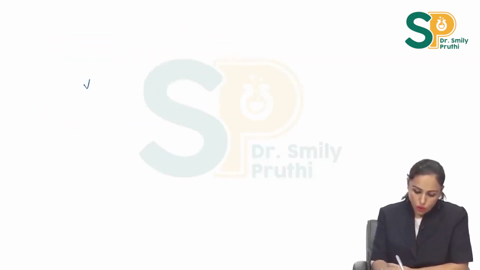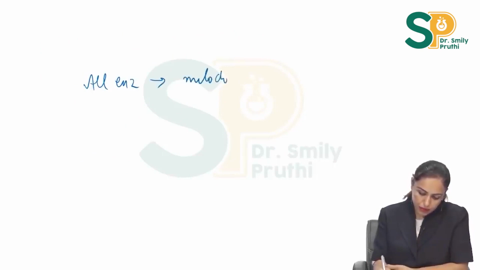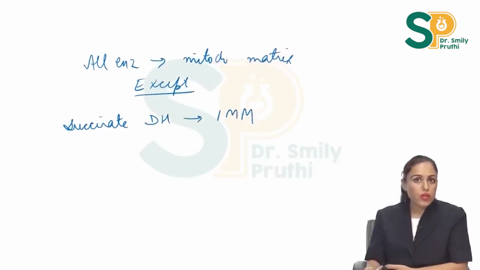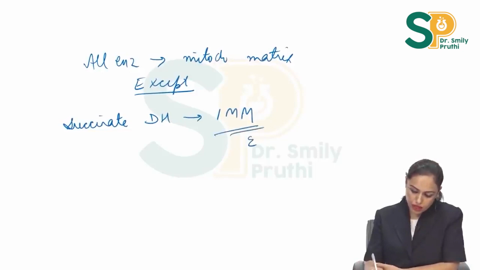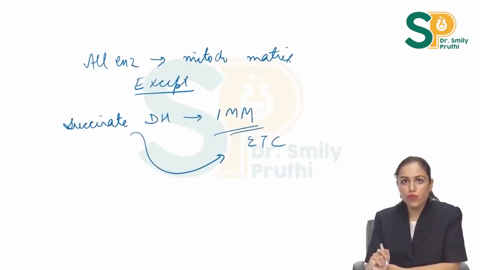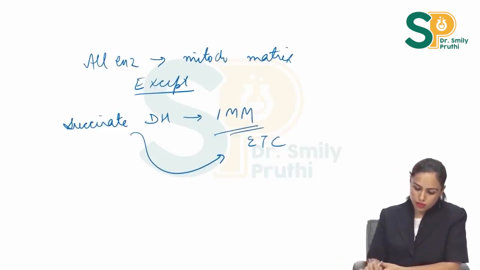Then note down, all the enzymes of TCA cycle are lying in mitochondrial matrix except one, and that is succinate dehydrogenase, which is lying in inner mitochondrial membrane. You know, in inner mitochondrial membrane, ETC occurs. This enzyme also has a role in ETC, that is complex 2 of ETC, that we'll be seeing later in another video for ETC, right?